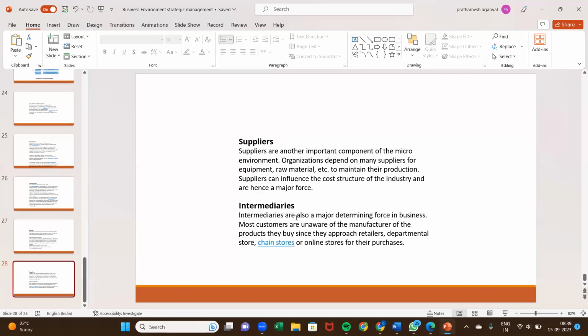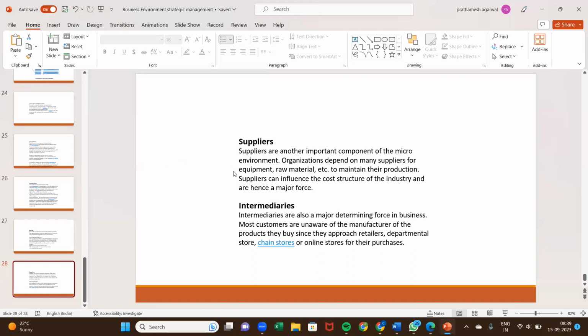All right. Then we have the suppliers. The suppliers are another important component of the microenvironment. Organizations depend on many suppliers for equipment, raw material, etc., to maintain their production, right? Because they are the suppliers who will give them the equipment and the raw materials. Suppliers can influence the cost structure of the industry, right? If the raw material cost is going up, definitely the cost of the final product may also rise.